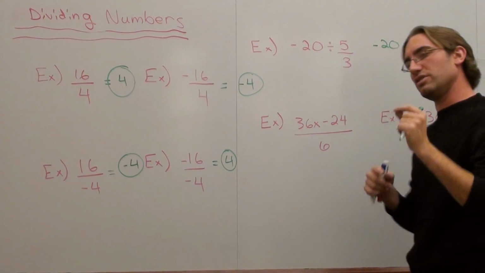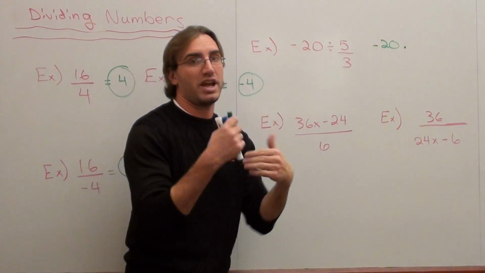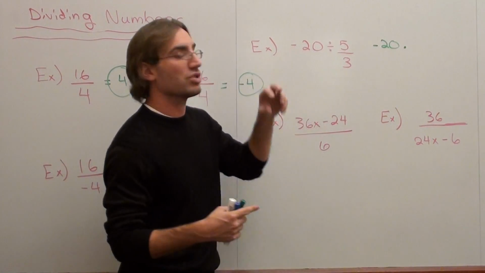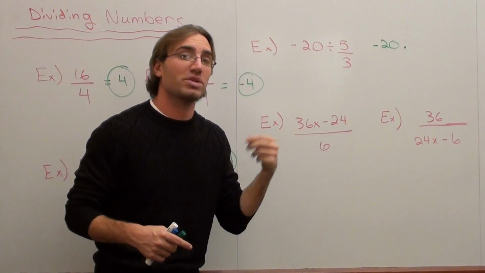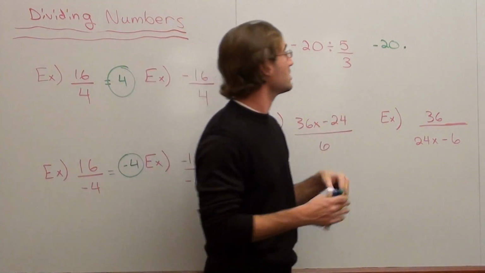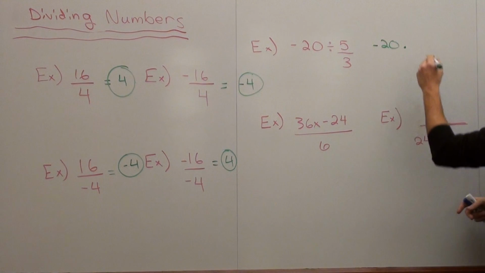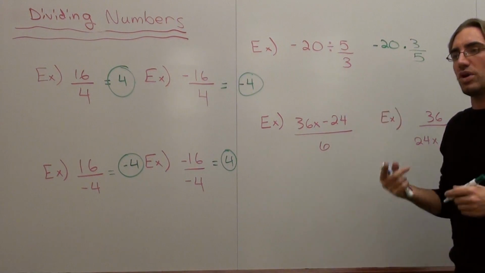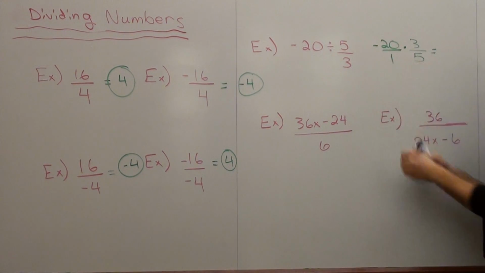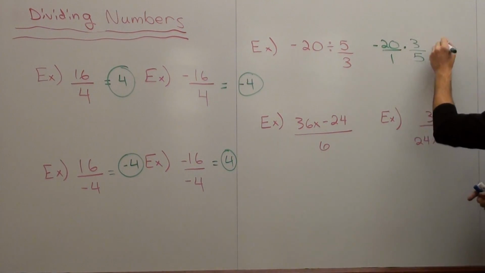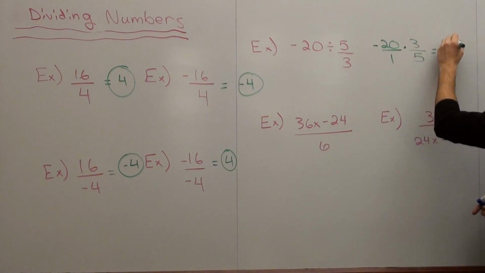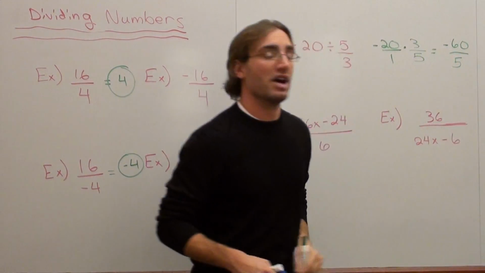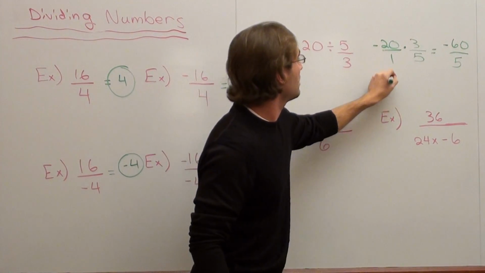But if you change a division to a multiplication, you have to change the next number. If it's 5/3, you have to flip it. You have to multiply by its reciprocal. Its reciprocal just means switching the numerator with the denominator and the denominator with the numerator. Hence, instead of 5 over 3, the answer is 3/5. And it's not negative 20, it's negative 20 over 1. Well, a negative times a positive is negative. 20 times 3 is 60. 1 times 5 is 5. Negative divided by positive, negative.